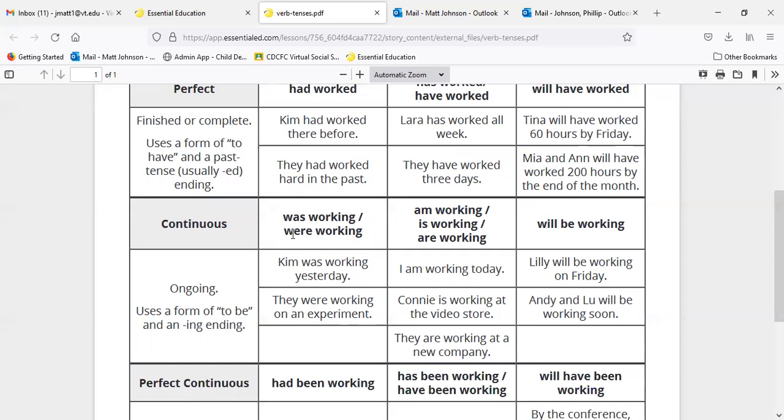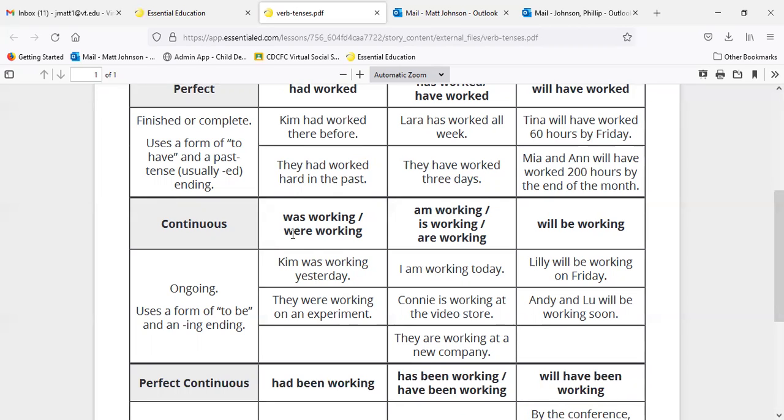Connie is working at the video store. They are working at a new company. So those are is verbs or be verbs that you're using there. So am, is, are, right? It's just depending on who you're talking about, whether it's first person, or you're talking about somebody else, or you're talking about a group. And then will be working, right?